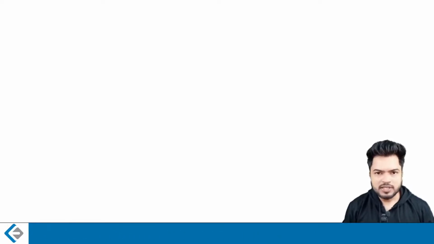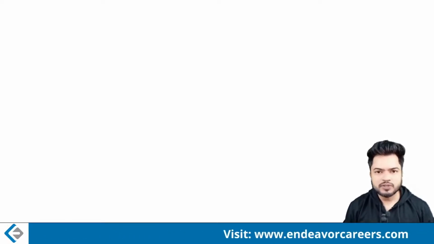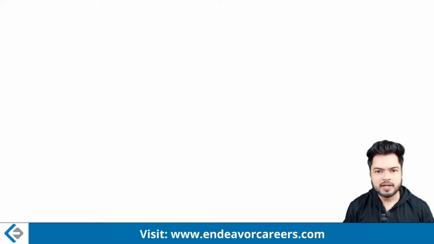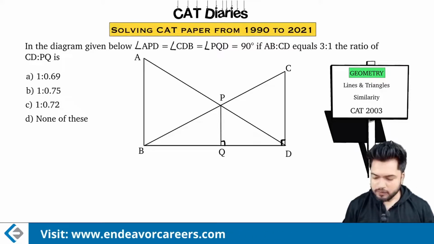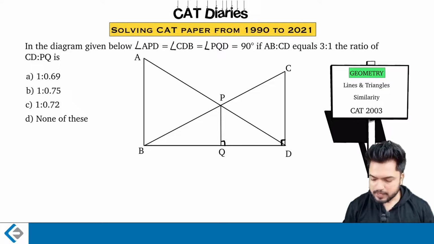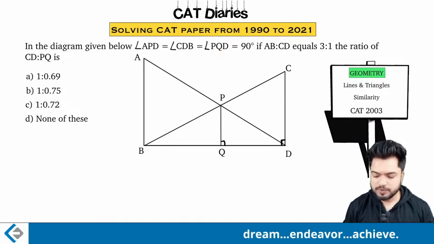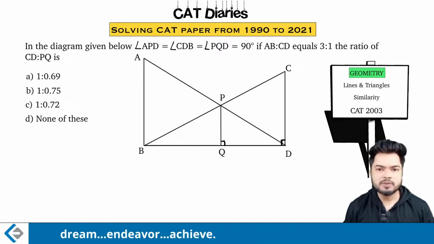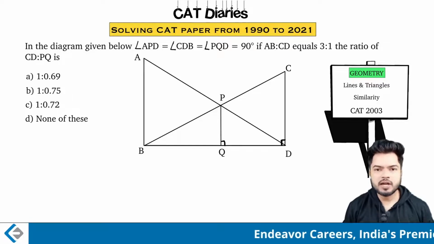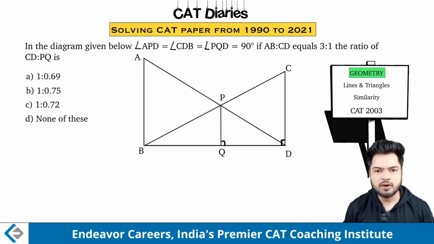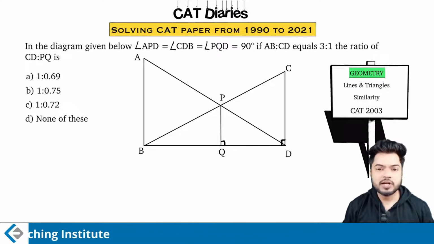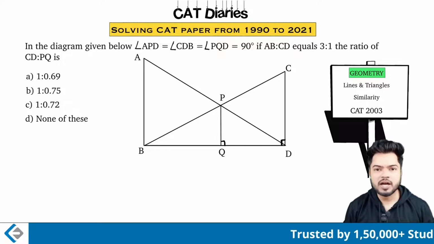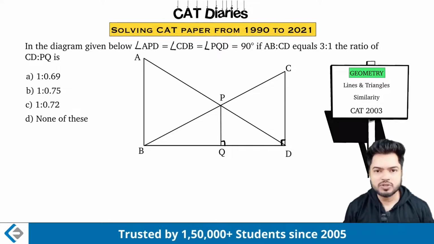So let's see in which years problems were asked on similarity in your CAT paper and how you deal with them. Before I start with our first problem, which came in the year 2003 and was based on similarity, let me give you a brief concept of what similarity is, because most of you may not be aware of this. Maybe you're not done with the topic of geometry till now. All that I tell you right now about similarity is all that you require to solve all the problems in your CAT paper based on the concept of similarity.